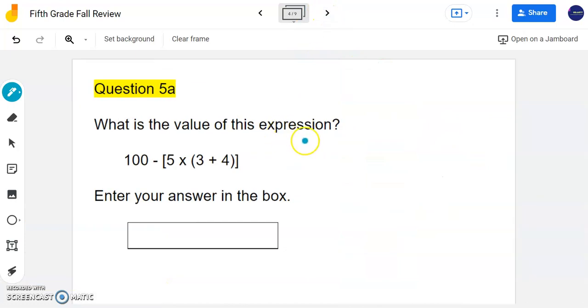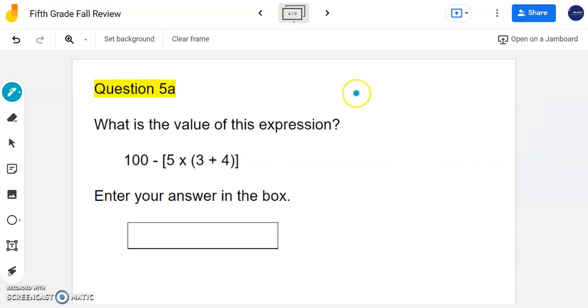Now we're going to move on to this problem. What is the value of this expression? And right away in this expression, I see multiplication, I see addition, I see subtraction. Whenever you see multiple operation symbols, you have to determine which one you are going to do first. What is the correct order of operations?